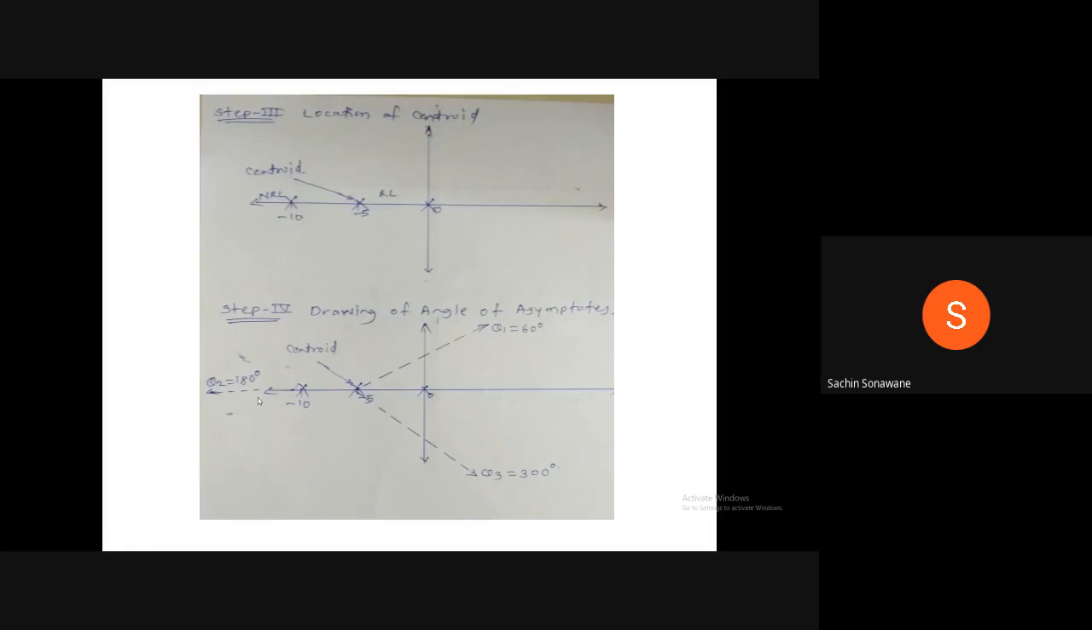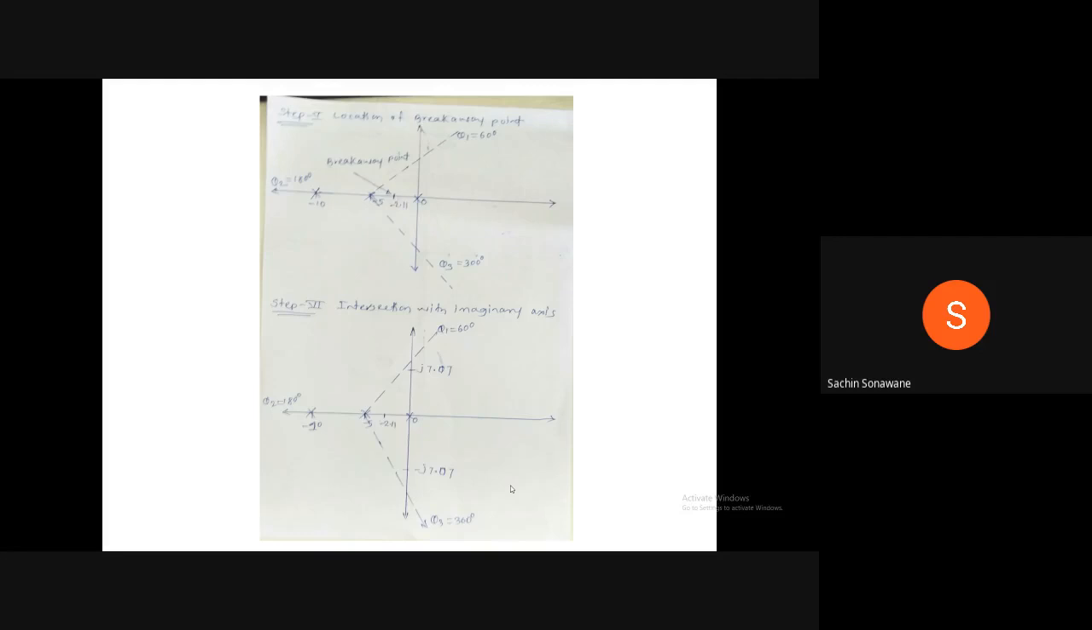Now location of centroid. We have calculated the value of centroid sigma is equal to -5. Therefore, locate sigma centroid at -5. Now step 4, drawing of angle of asymptote. We have calculated three angles, 60 degree, 180 degree and 300 degree. Therefore, locate the angles at -5, that is 60 degree, 180 degree and 300 degree.